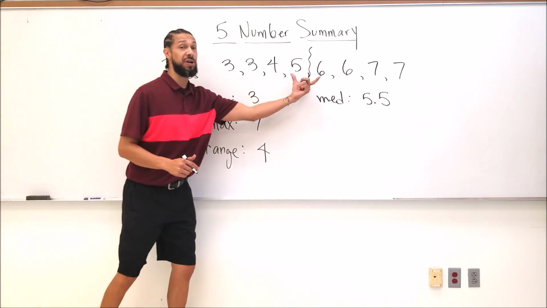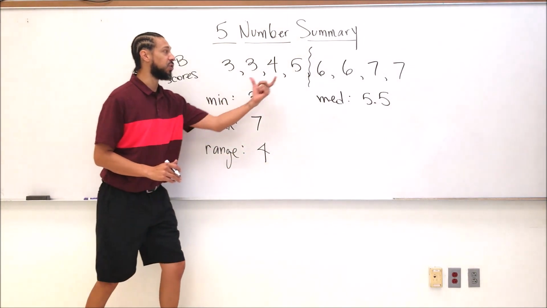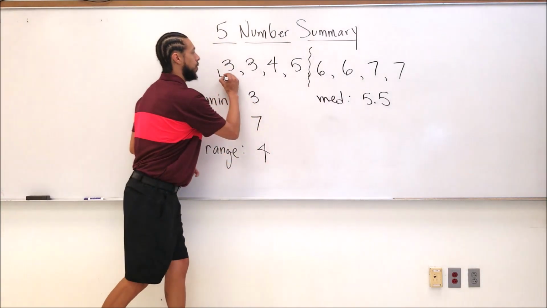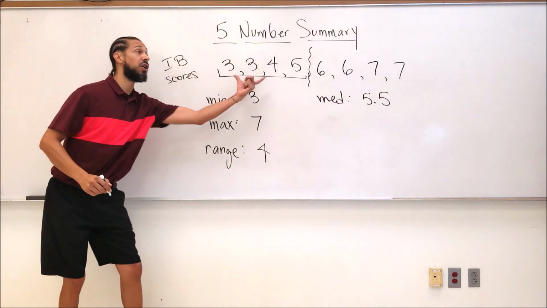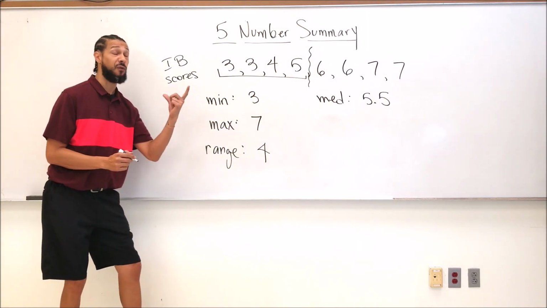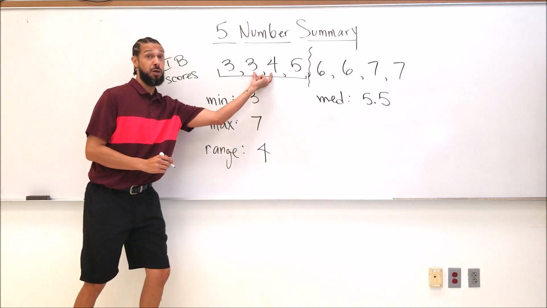Before, when our median was one number, we crossed that out and left it out for the rest of the problem. Now, because we don't have one individual median here, we will use all of those numbers to find our first quartile. So our first quartile is the median, the mean between 3 and 4. What is the mean between 3 and 4?